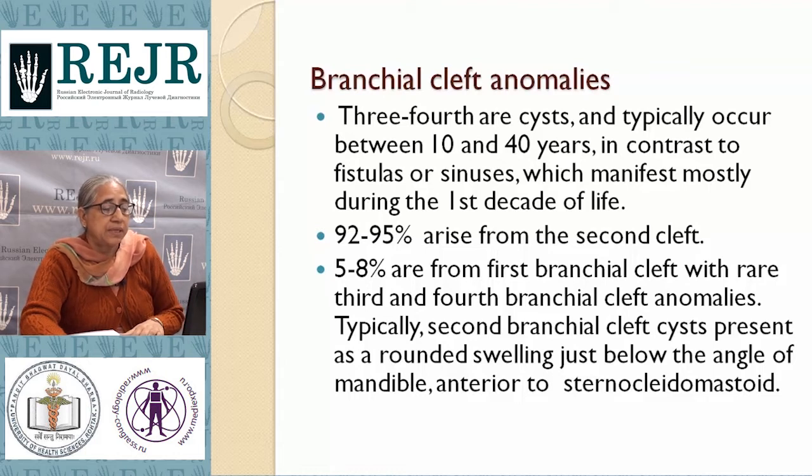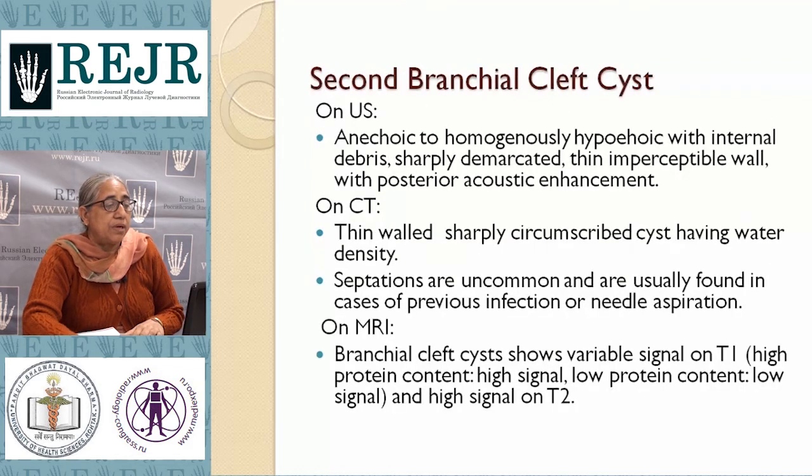Typically, second branchial cleft cysts present as a rounded swelling just below the angle of the mandible, anterior to the sternocleidomastoid. On ultrasound, a second branchial cleft cyst would be seen as an anechoic to homogeneously hypoechoic lesion with internal debris, sharply demarcated with a thin, imperceptible wall with posterior acoustic enhancement.